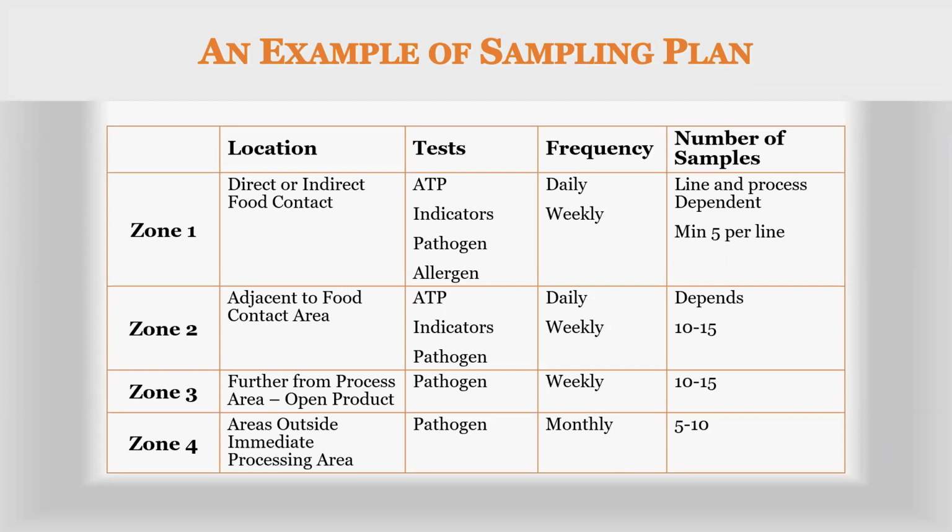Zone 2 is the area adjacent to the food contact surface. You can test ATP on a daily basis and indicators or pathogens or both on a weekly basis. The number of samples depends on your operation. 10 to 15 seems to be a number out there, but you need to decide it for yourself. Zone 3 and zone 4 are sampled less frequently, and you might want to test for pathogens alone, and the number of samples can be reduced from the number in zone 2. Again, this is a really simplified example of a sampling plan.